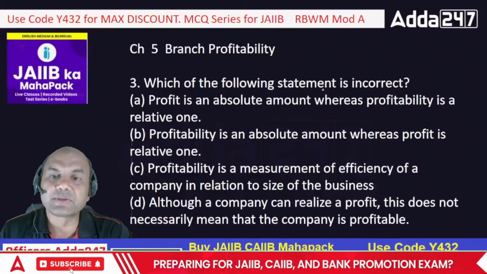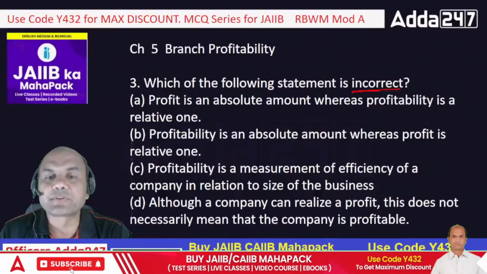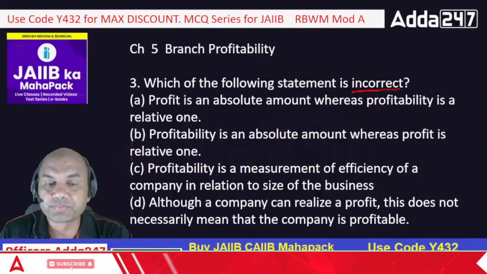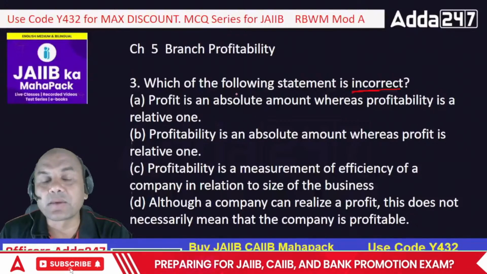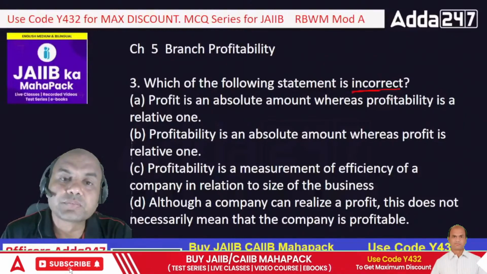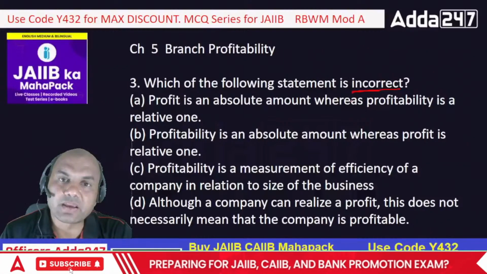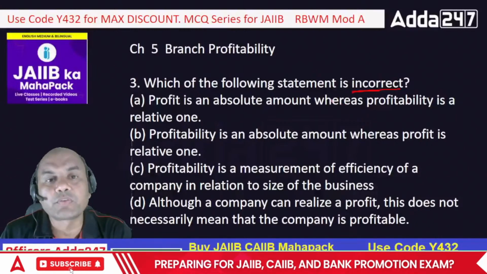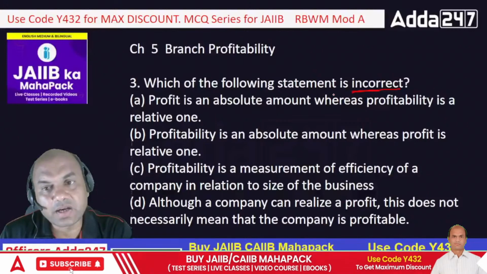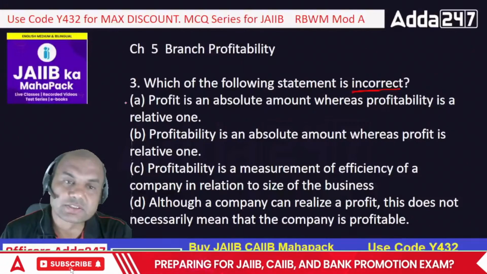Which of the following statements is incorrect? We want incorrect now. Profit is an absolute measure, absolute amount, whereas profitability is a relative one. So profit is a number, an absolute term. Profitability means relative. Relative to whom? Relative to other banks. If I am SBI and PNB is earning more profit than me, then I am less profitable than PNB. Right? Profitability is a relative term. So is this incorrect? No, this is correct.